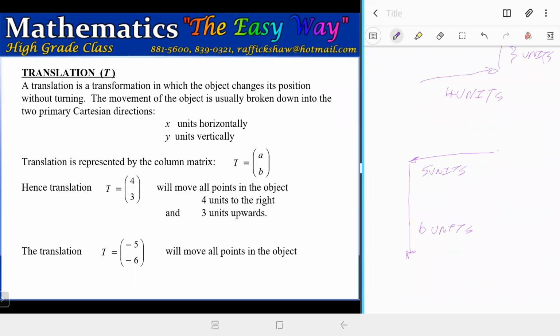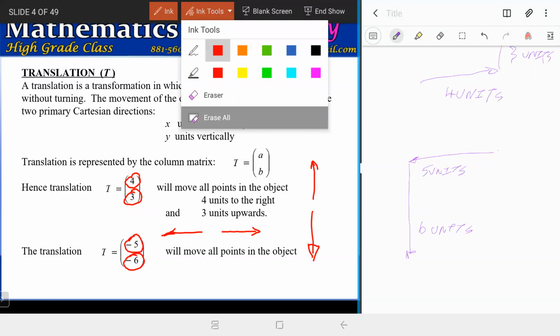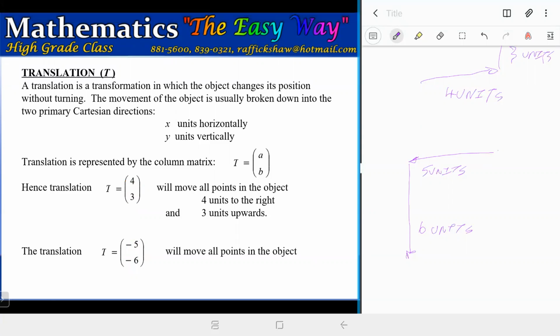So the first value in the matrix is always the horizontal movement. Positive means it goes right, negative means it goes left. The second value is always the y movement, vertical. Positive means you move up, negative means it moves down. Negative means down. Simple as that, almost commonsensical.